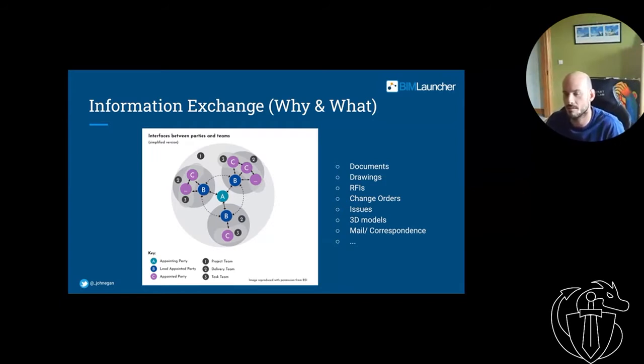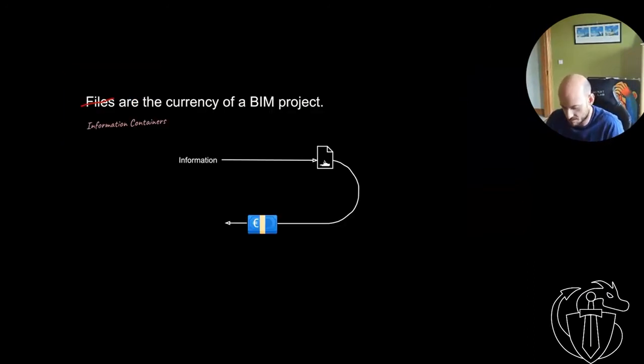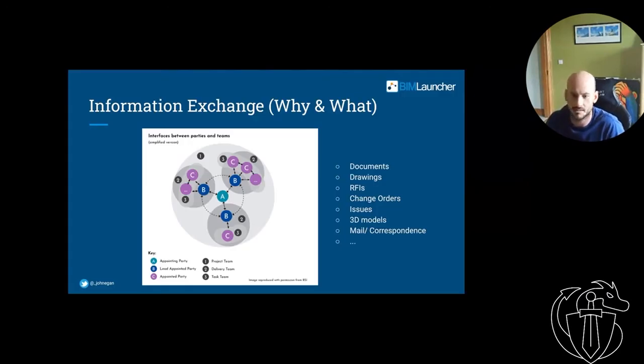This is taken from the UK BIM Alliance guidance for ISO 19650, and it shows the model for exchange between different parties on a project. On the right, I've listed some of the types of documents that are shared on a project. So, you have drawings, RFIs, change orders, issues, 3D models, and so on.